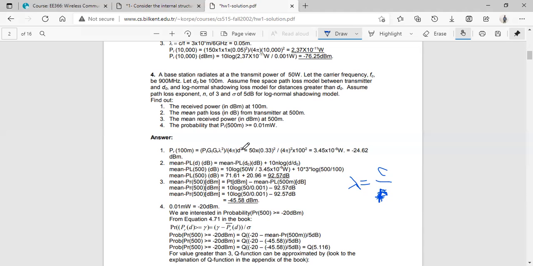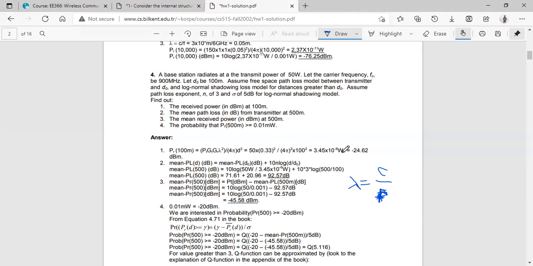multiplied by the distance squared. In our case the distance is 100, so 100 squared. That will give us the receiver power equivalent to 3.45 times 10 to the power of -6 watts.